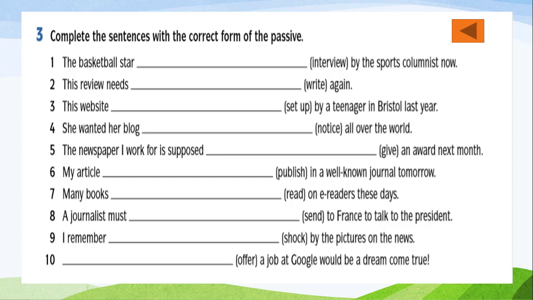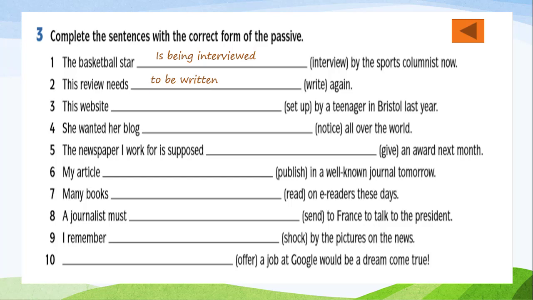Okay, in this case, let's do the first 3 sentences first. Alright, the basketball star interviewed by the sports columnist now. So the correct answer would be is being interviewed. Number 2, the review needs. What is the answer? Okay, the correct answer is to be written again.